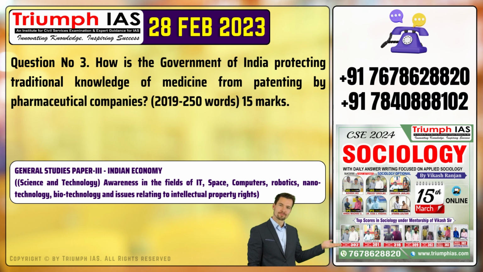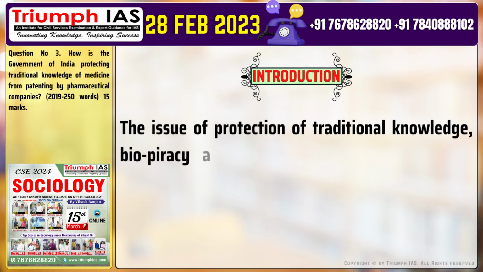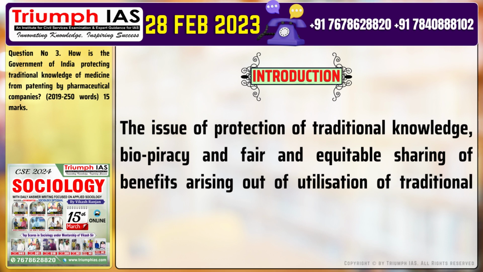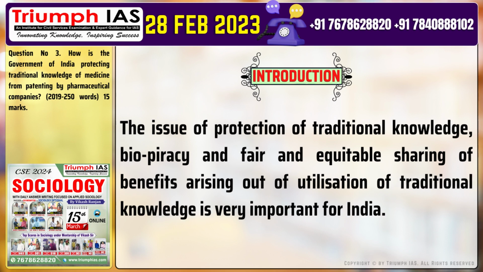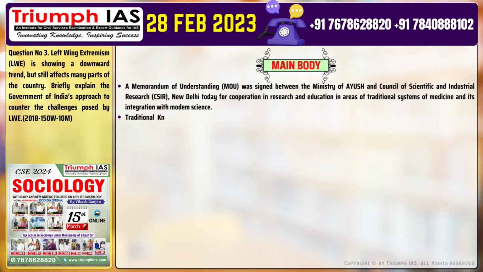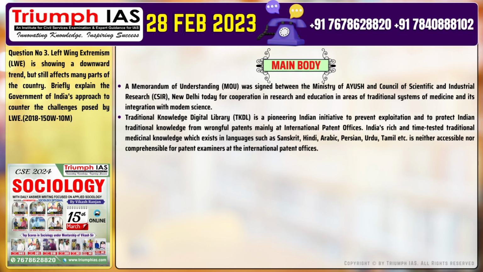Question number 3. How is the Government of India protecting traditional knowledge of medicine from patenting by pharmaceutical companies? Let's start with the introduction of the answer. The issue of protection of traditional knowledge, biopiracy and fair and equitable sharing of benefits arising out of utilization of traditional knowledge is very important for India. The answer should be number 1. A Memorandum of Understanding was signed between the Ministry of Ayush and Council of Scientific and Industrial Research, New Delhi today for cooperation in research and education in areas of traditional systems of medicine and its integration with modern science.